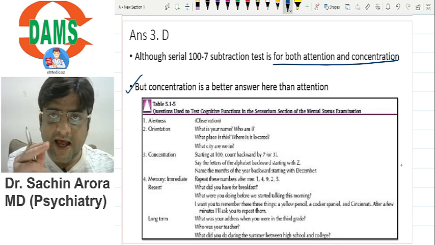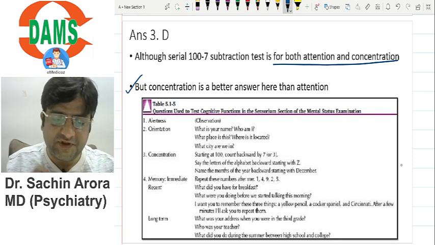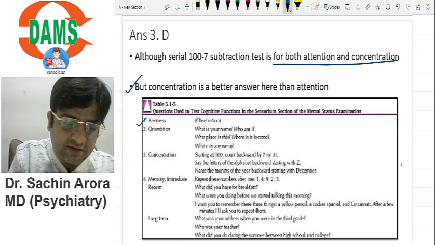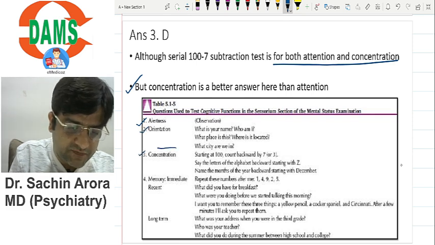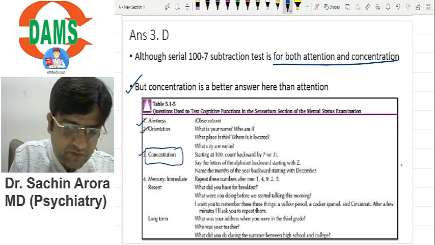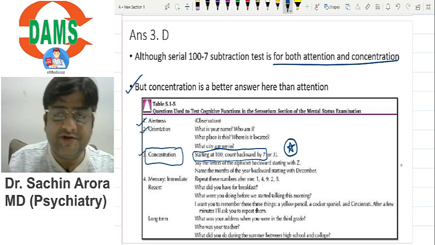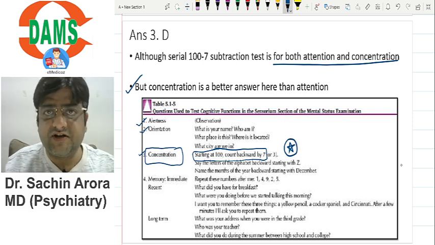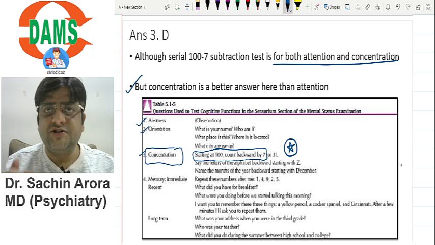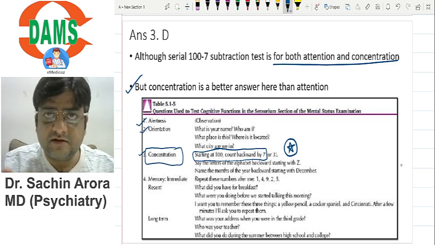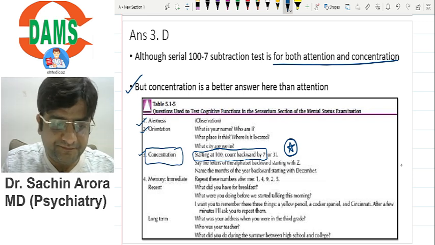Have a look at Kaplan textbook of psychiatry synopsis. Alertness, orientation, concentration: starting at 100, count backward by 7. So in Kaplan it is given under concentration. Attention can be drawn, concentration can be sustained. This is how we say it. On testing for attention and concentration, attention can be drawn and concentration was well sustained or ill sustained.